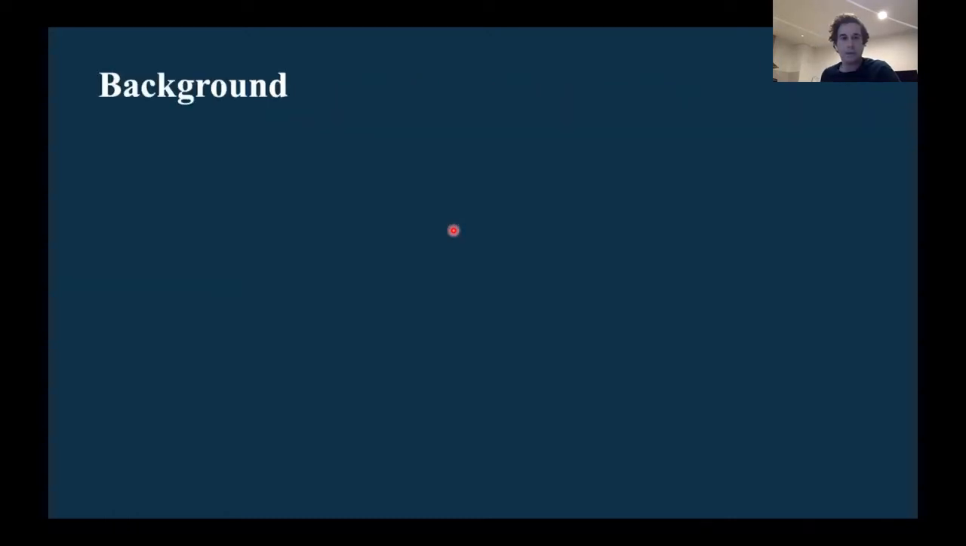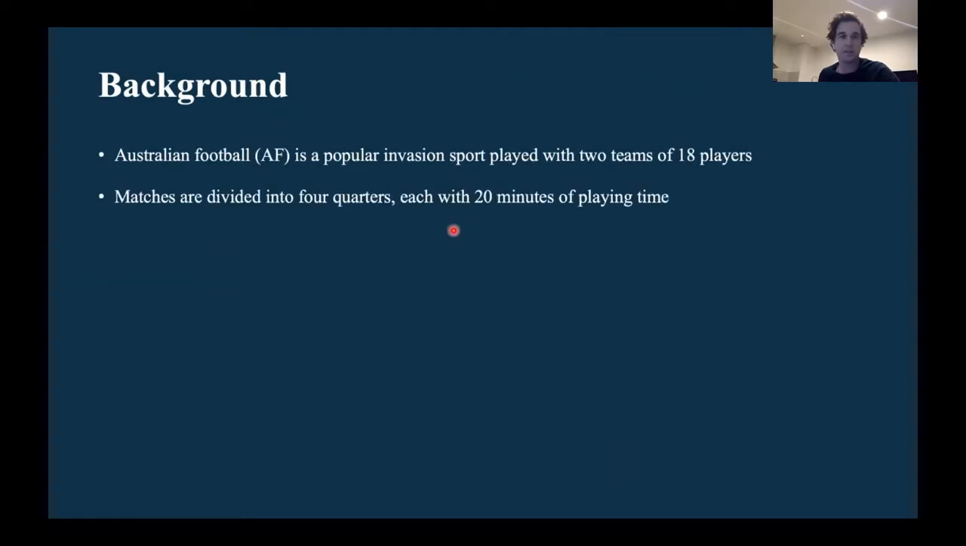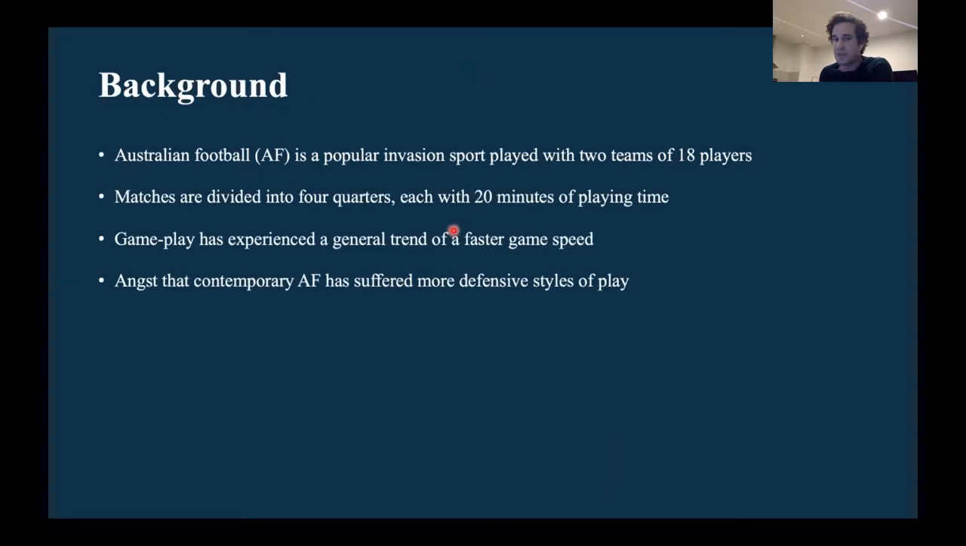A bit of background, Australian football is a popular invasion sport played with two teams of 18 players. Matches are divided into 4 quarters, each of 20 minutes of playing time. Gameplay has experienced a general trend towards a faster game speed, although as this has occurred, there's some angst that contemporary football has suffered from more defensive styles of play. So a key component of this is greater player congestion around the ball.